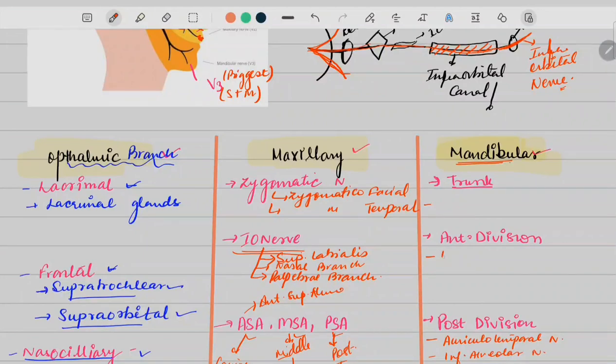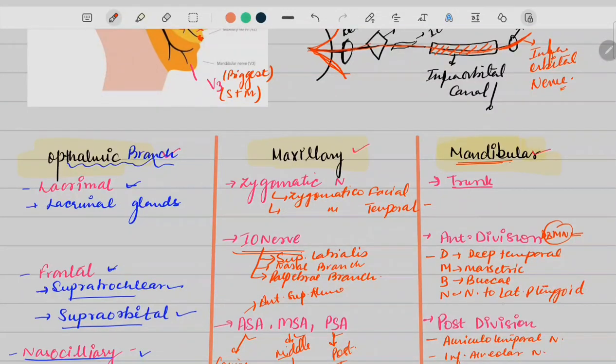The anterior division has a mnemonic, that is DMBMN. You can also remember this as DBMN. It's easy to say, DBMN. Okay, now in this DBMN, the D is for deep temporal. The M is for masseteric. B is the buccal nerve. And N is basically the nerve to lateral pterygoid.